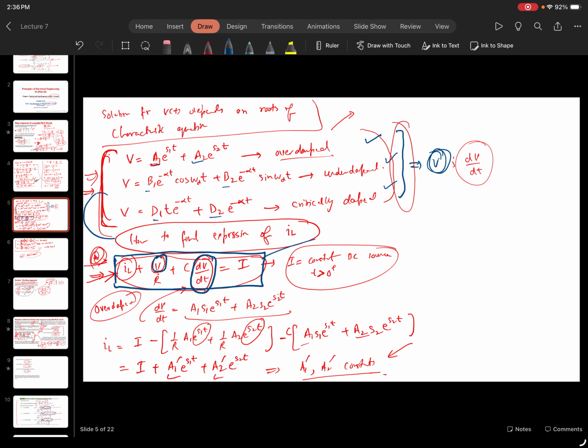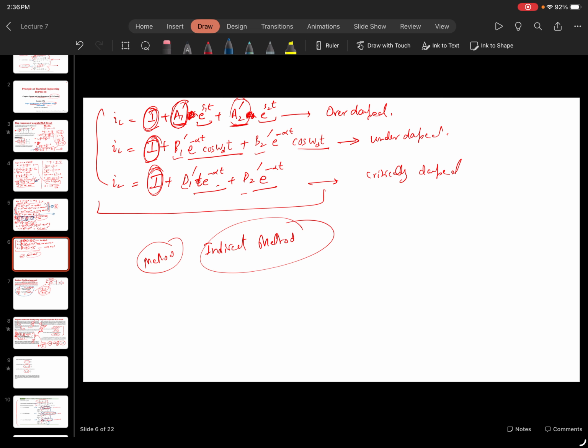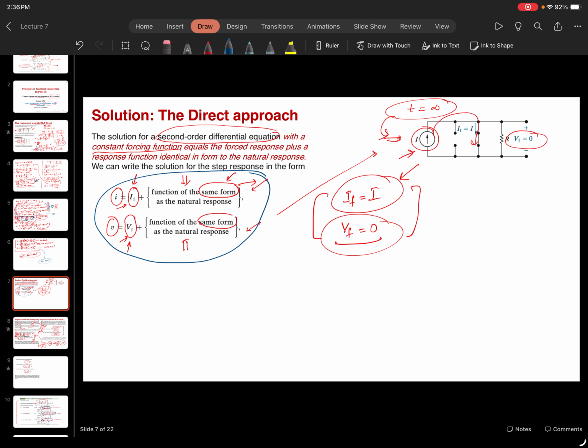So based on this circuit equation that we got by solving the parallel RLC circuit, in the case of a step response, we can take those derivatives and find these three equations. And these are, again, three equations for the step response. But you can avoid all of that by using this concept that we talked about: a second order differential equation with a constant forcing function equals the forcing function plus a similar expression to the natural response that you got.